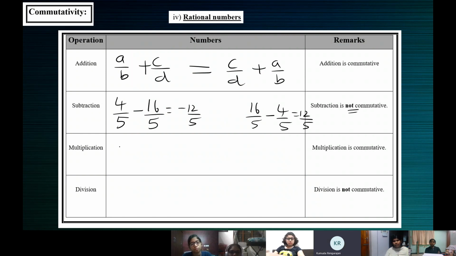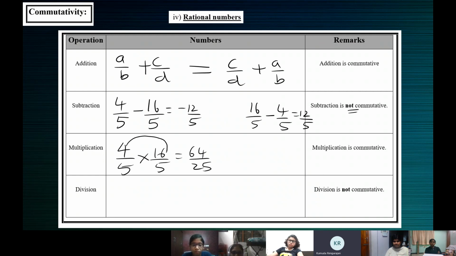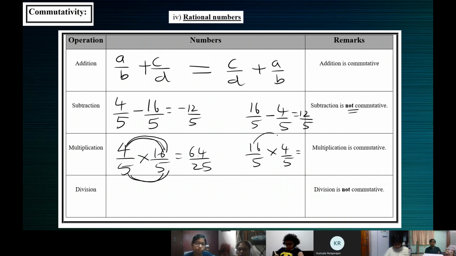When you take two rational numbers 4 by 5 and 16 by 5, their product is 64 by 25, because 4 16s are 64. Here for multiplication, you should not take LCM. Multiply the numerators, multiply the denominators. 4 into 16 is 64, 5 5s are 25. When you do 16 by 5 into 4 by 5, also you get 64 by 25. Same answer. Rational numbers are commutative under multiplication.